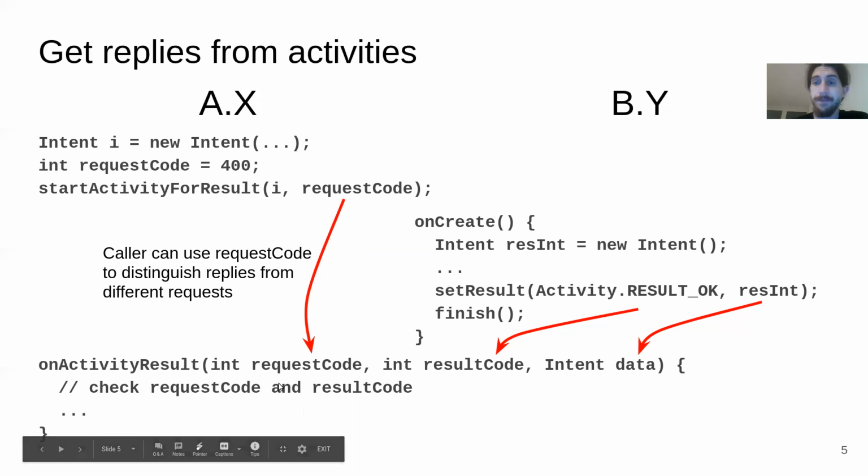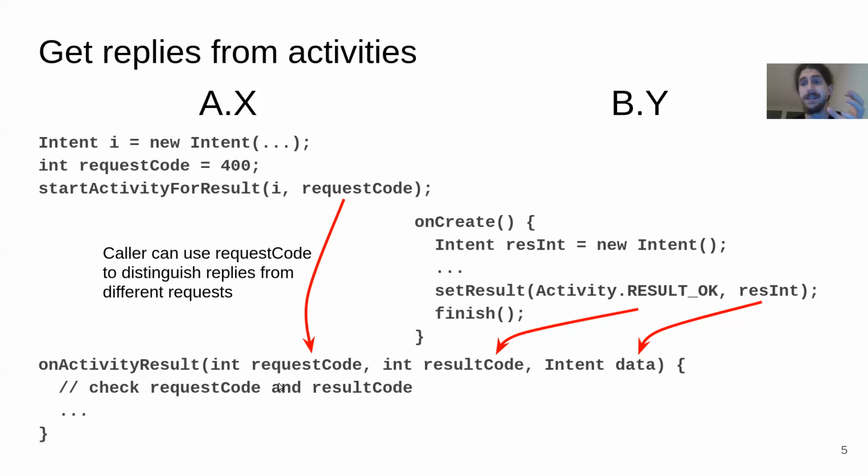So what's going on is the following: you have activity X, but activity X could have logic inside to start a number of different activities. If you click one button, maybe you start activity Y. If you click another button, you start activity Z. But there is only one onActivityResult callback. So the question is, how can this onActivityResult understand which activity returned the result? Was it Y or Z? The idea here is that we can use this request code to differentiate different activities' replies.